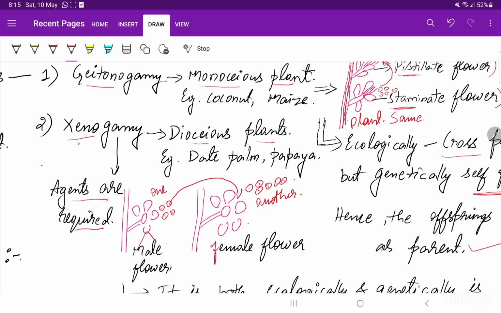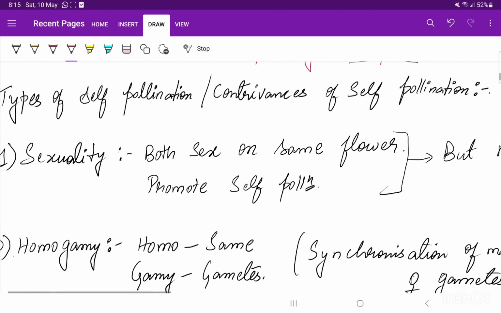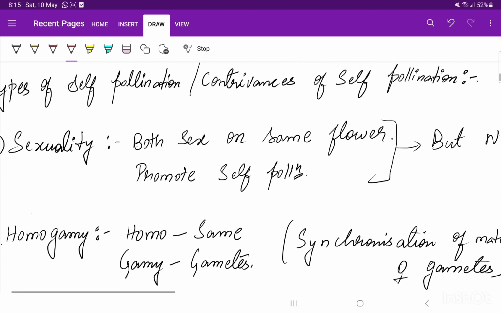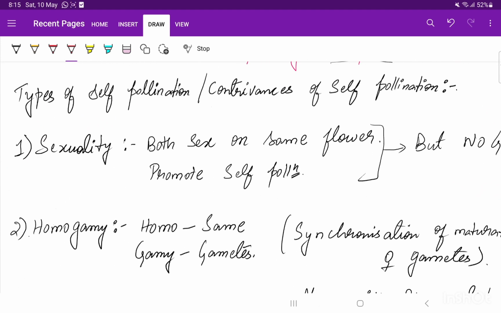Agents are required such as wind, water, insects, birds, etc. So we'll see agents of pollination in the coming session. Next we should know what are the conditions that will support self pollination, because these are the conditions which are required for the plant to promote self pollination.